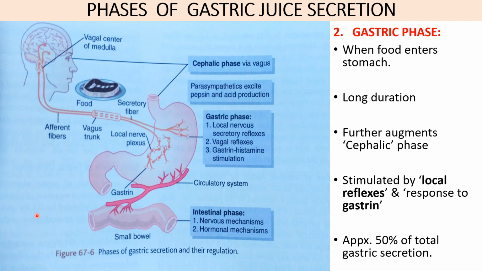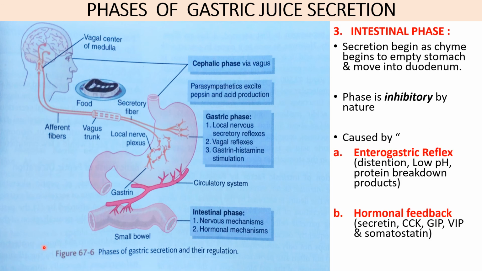By the term itself, you can understand that this phase is activated whenever food enters the stomach. It is of long duration when compared to the cephalic phase, and it also augments the cephalic phase. Approximately 50% of the total gastric juice secretion occurs in this phase. The gastric phase is stimulated and mediated by local gastrointestinal reflexes and the response to gastrin.